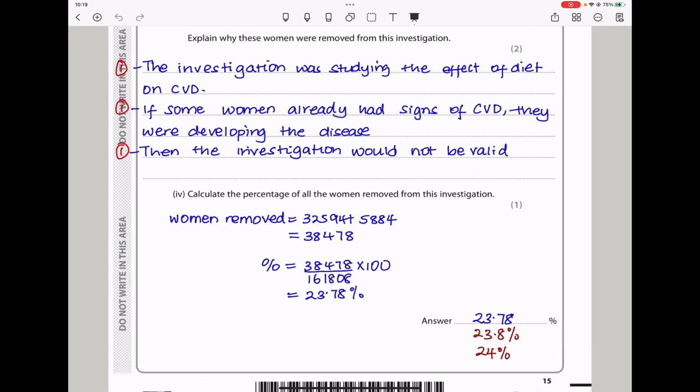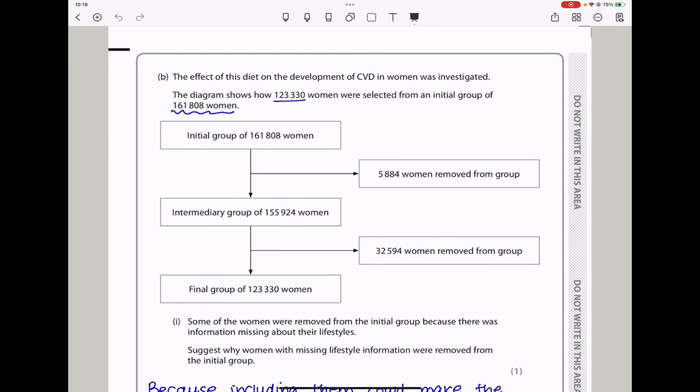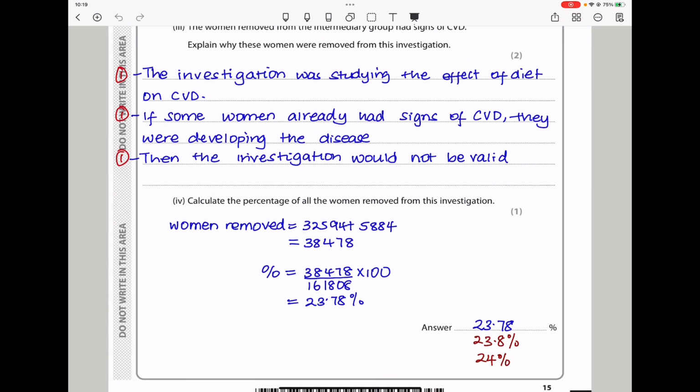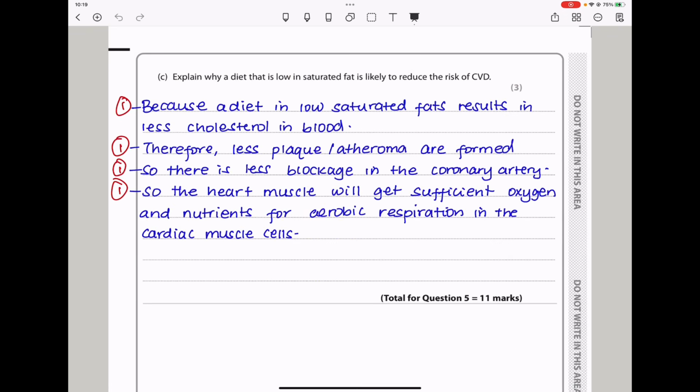Down here they say, calculate the percentage of all women removed from this investigation. So if we go back here, these women were removed as well as those, so I added them together. So that plus that gave me this. That divided by the total times 100 gave me 23.78, which is about, you could say 24% or 23.8%. That is a percentage. So here they say, explain why a diet that is low in saturated fat is likely to reduce the risk of CVD.